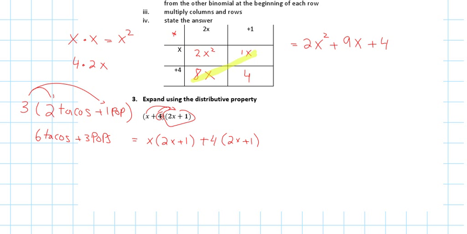So x times 2x is 2x squared. X times 1, 1x. Then I'm going to move to the next one. So I have 4 times 2x, 8x. 4 times 1, 4. And then as you can see, I have my like terms in the middle. And I can add them to 9x plus 4. You see that no matter what method I'm using, I'm ending up with the same answer, and I should, otherwise I've done something wrong.